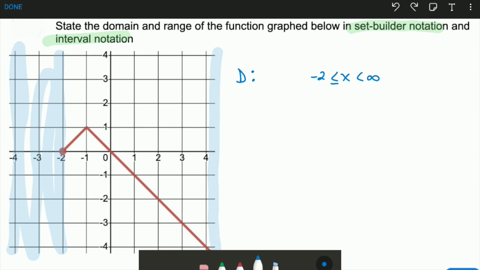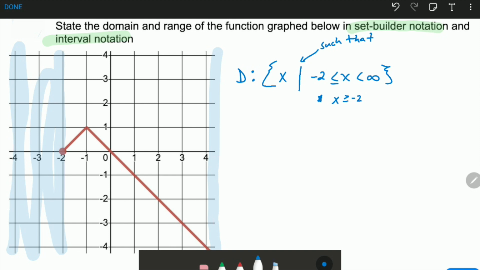As far as turning this into set builder notation, this is the inequality notation. To turn it into set builder notation, we simply add a little bit of extra stuff. We'll just add x such that, the vertical line is read as such that, x is between -2 and infinity. And that's set builder notation. Just like the other one, you can also get rid of the infinity, writing it as x greater than or equal to -2.